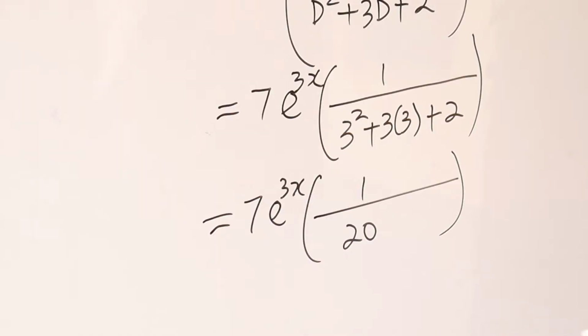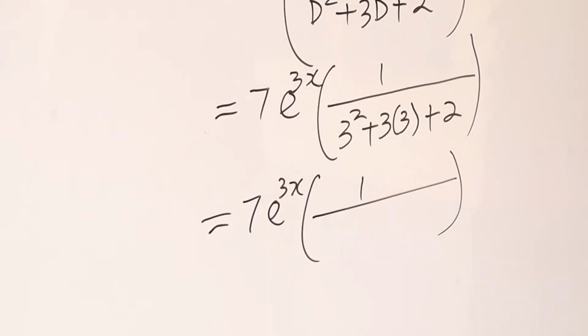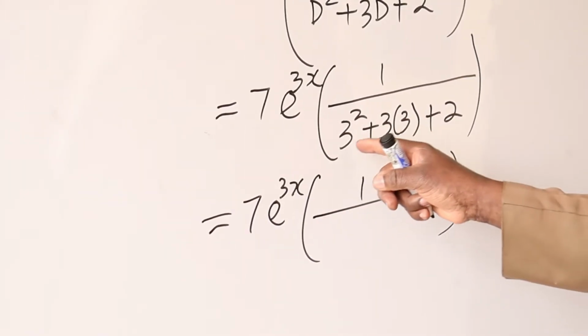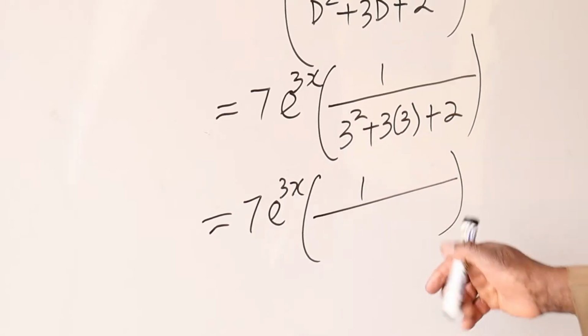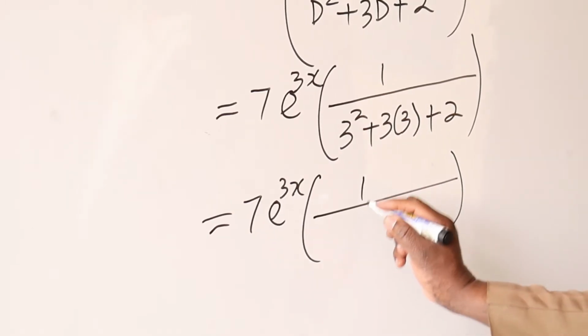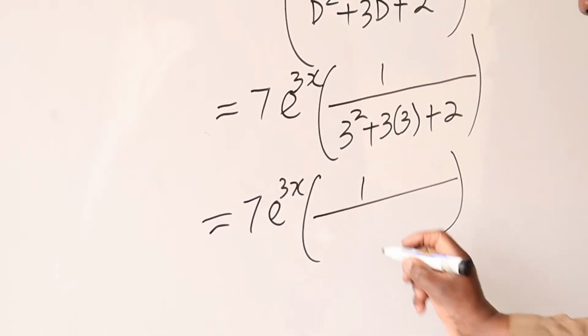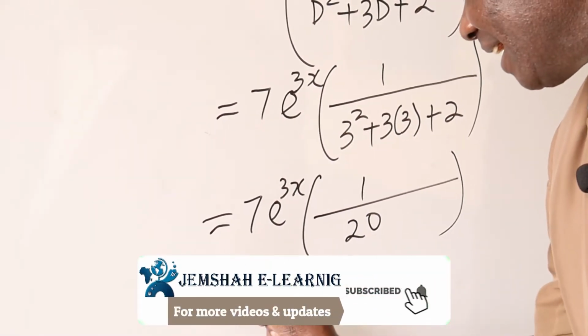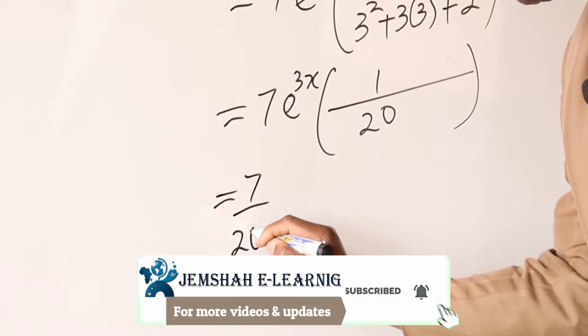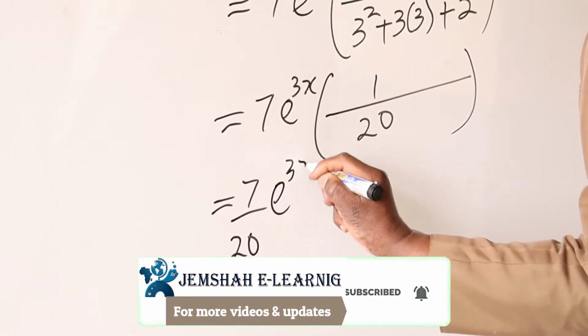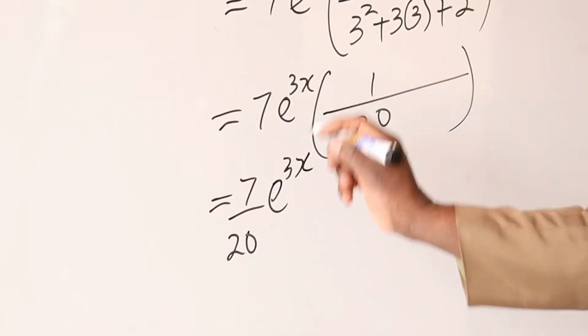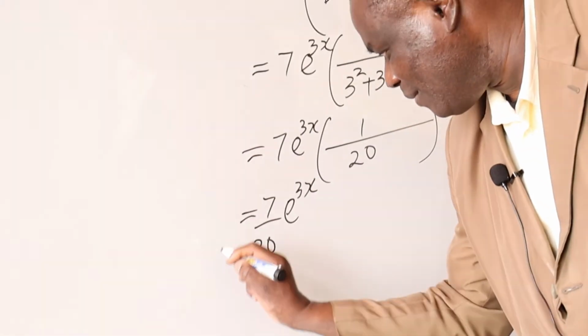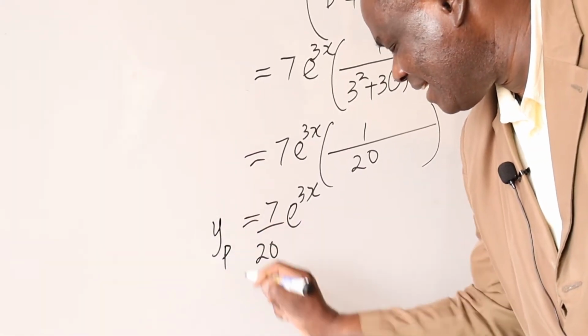Just a minute. Not 1 over... yeah, it is 1 over 20: 9 plus 9 plus 2 all over 20. So the answer here is 7 all over 20 exponential 3x. That is our yp. So yp is equal to that.